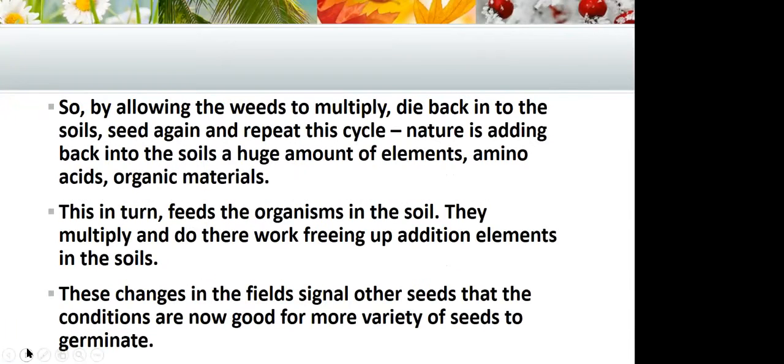So by allowing the weeds to multiply, die back into the soils, seed again, and repeat the cycle, nature is adding back into the soils huge amounts of elements, amino acids, and organic materials. This in turn will start feeding the organisms in your soil. They'll multiply and do their work, freeing up additional elements in the soils. And these changes in the fields signal other seeds that the conditions have changed and are now better, so you're going to get a greater variety of seeds that start to germinate in your field.